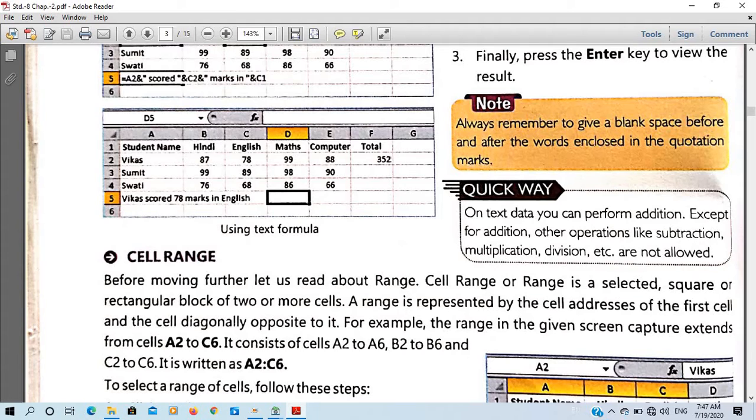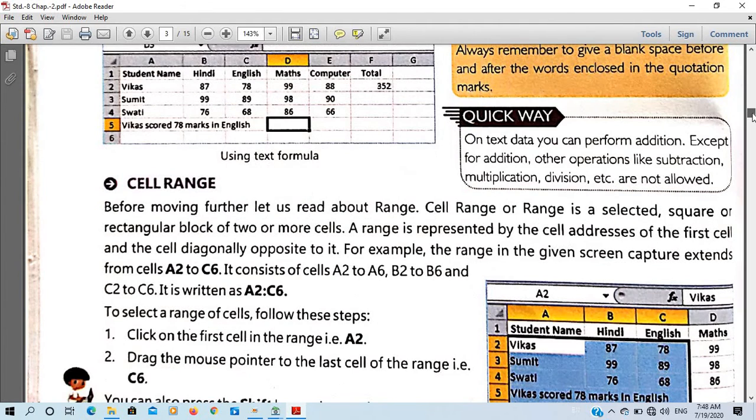It is equal to A2 ampersand "scored" ampersand C2 ampersand "marks in" ampersand C1. Okay, so you can see "scored" is given in double quotation marks, and "marks in" is also given in double quotation marks. This is the way of writing the text that you want to concatenate with the cells. So this was the text formula.